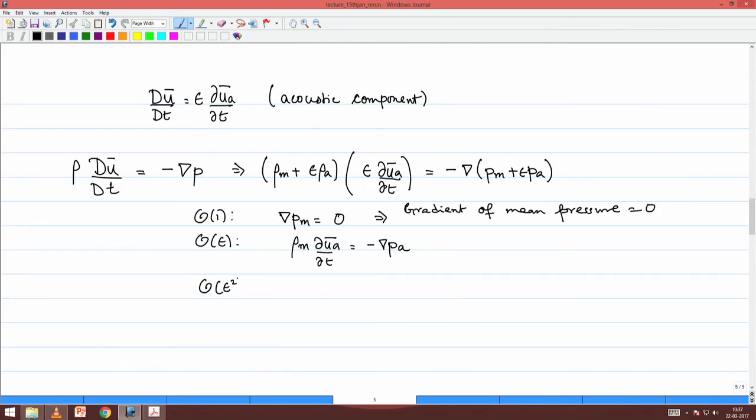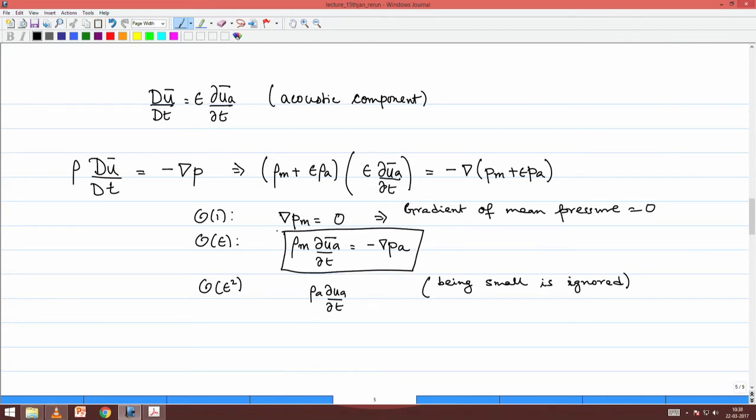There is also one more term at order epsilon square, which would read as rho A del U A del T. But we understand that order epsilon square being small, we will choose to ignore this effect. We are only going to look at equations at order epsilon. So, the equation at order epsilon, as we have written, is this equation. So, this equation is basically the momentum equation for our acoustic case. Please understand that this is a simplification to the Euler equations or the general Navier-Stokes equation. Now, what we are reading as the momentum equation from here on in the acoustic case will be this, and this is what we will use correspondingly in the subsequent derivations also, but for now this is the final form of the momentum equation for the acoustic fluid.